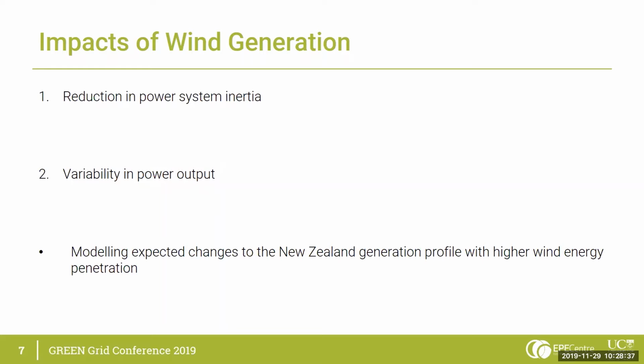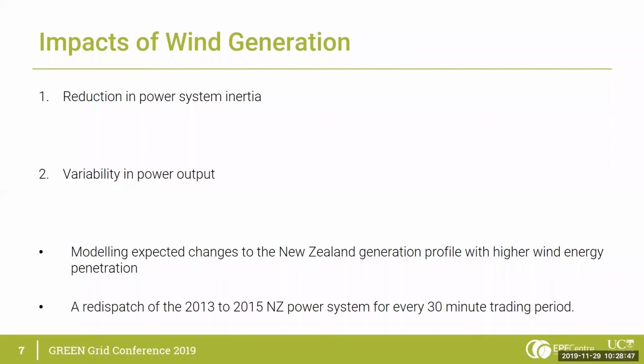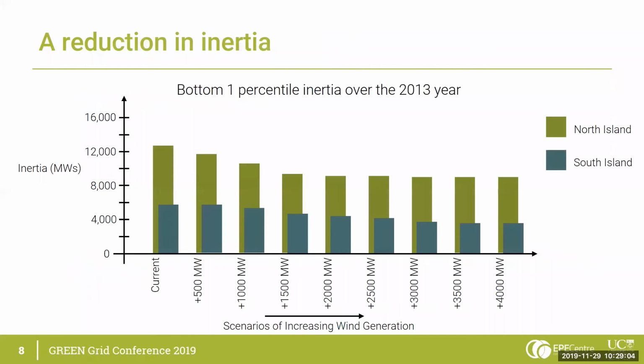So to model these impacts, we have done a study on the New Zealand power system, looking at how the generation profile will change. We have looked at data from 2013 to 2015, creating like a redispatch where we change the profile of generation every 30 minutes. And then from those results, we can record which generation is running, sum up the total inertia, and then record the minimum inertia that we can get on the power system.